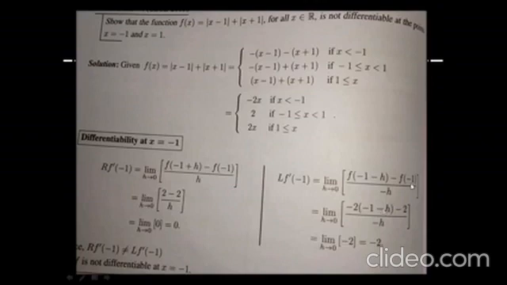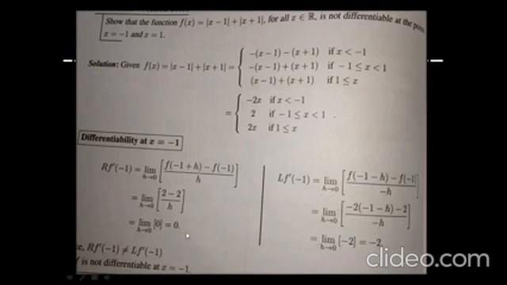So minus 2 multiplied by minus 1 minus h, and then afterwards you have to write the value of the function at minus 1. The value of the function at minus 1 is also equal to 2, because x is more than or equal to minus 1. So write this value as 2. Simplifying these, we get the result minus 2, and then we get the left hand differentiability as minus 2.